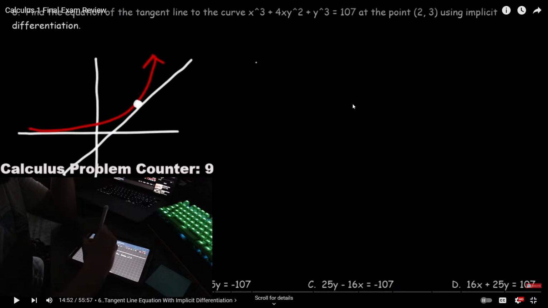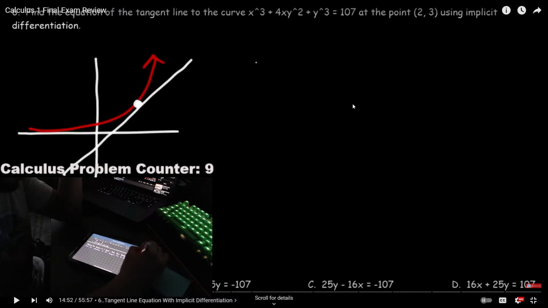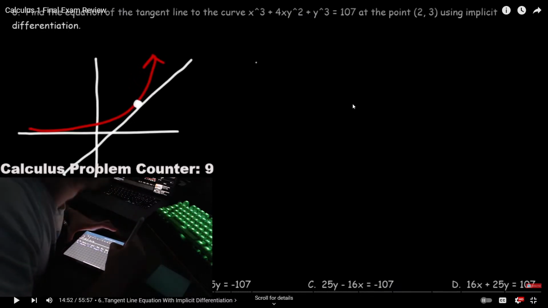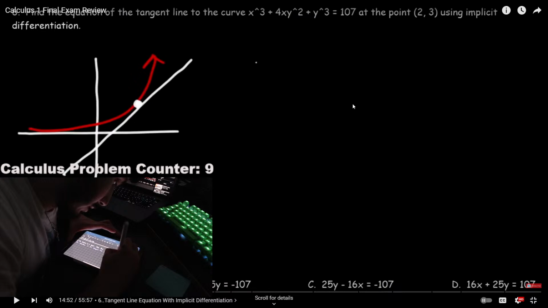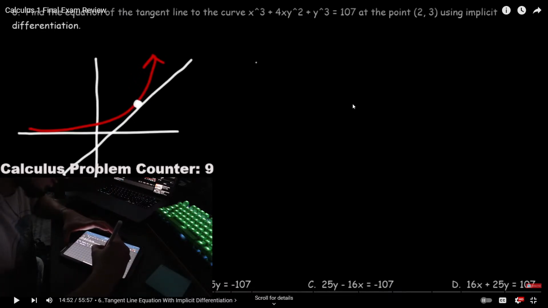Find the equation of the tangent line to the curve x cubed plus 4x y squared plus y cubed equals 107 at 2, 3, using implicit differentiation.